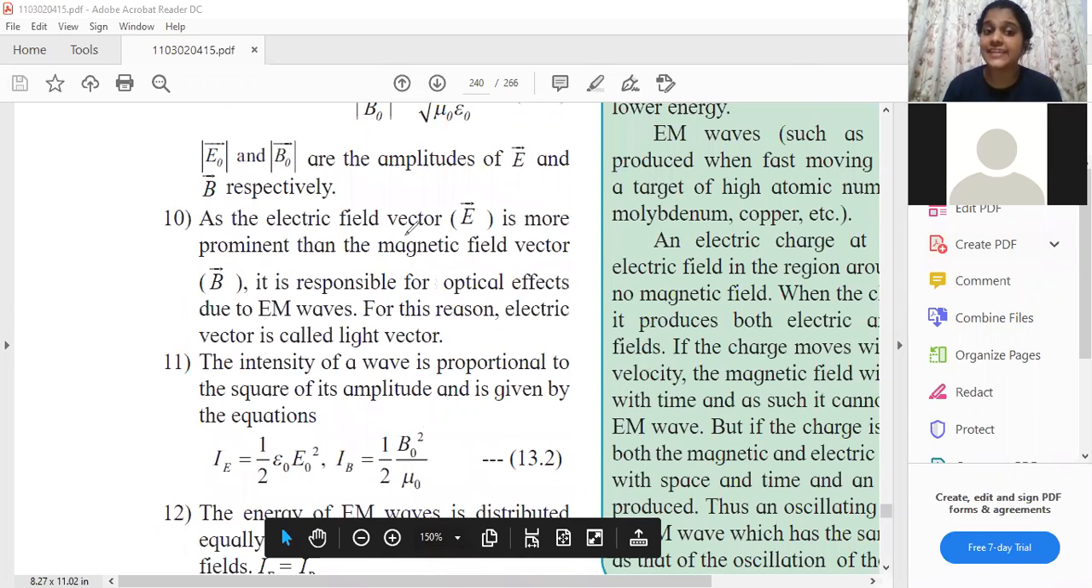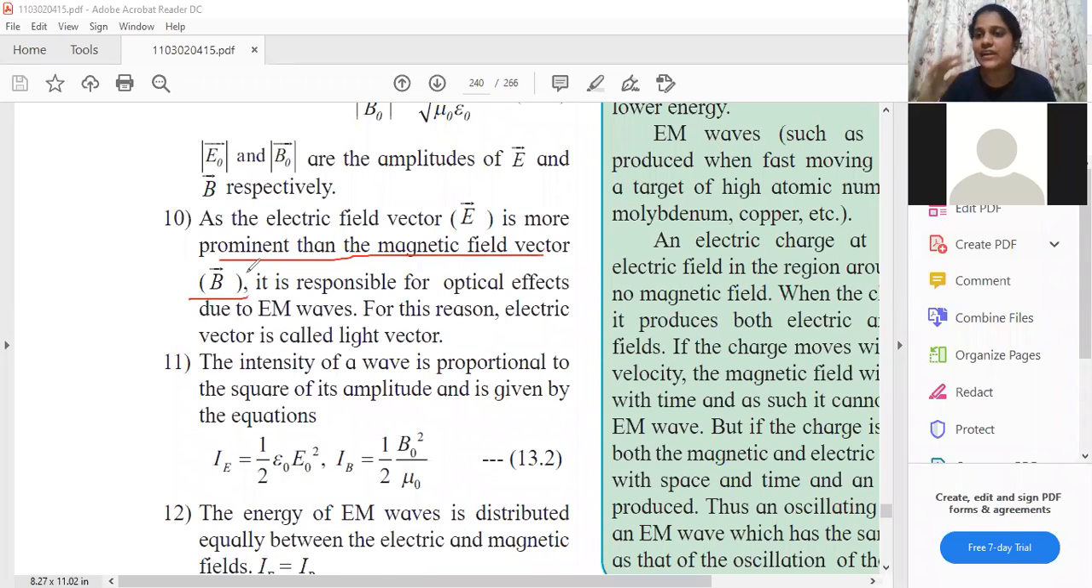The electric field vector is more prominent than the magnetic field vector. Here the electric field vector has more importance than the magnetic field vector. It is responsible for optical effects due to EM waves. For this reason, the electric vector is also called the light vector. You can underline this point: the electric vector is also known as the light vector, and mark the point, optical effects. See students, EM waves show optical effect.